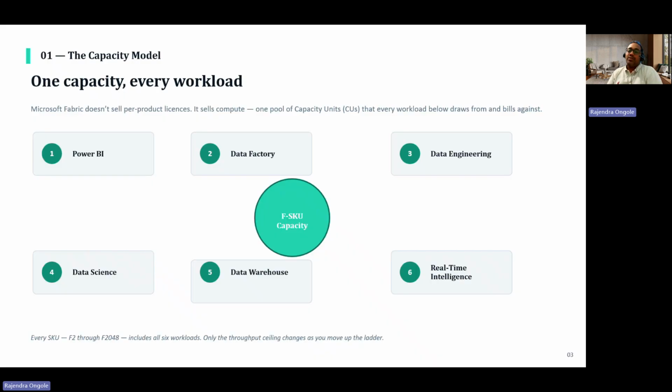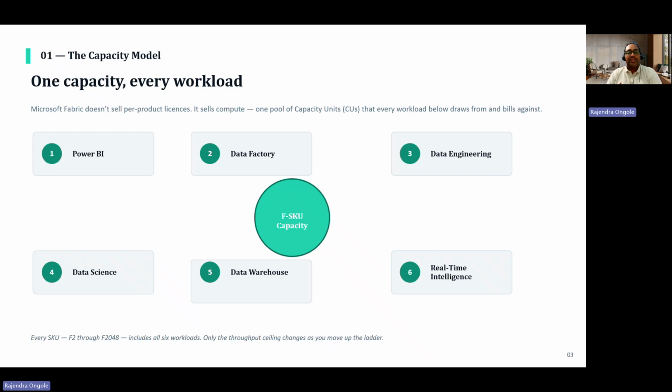Fine. This is how it is captured under one single capacity model. These are all the workloads in Microsoft Fabric. Once you make use of Microsoft Fabric, these workloads become available, like Power BI, Data Factory, Data Engineering, Data Science, all under one single umbrella. This is what many of us have discussed in other events. Microsoft Fabric doesn't sell a license product by product. It is selling one particular capacity unit where you can consume all different types of workloads.